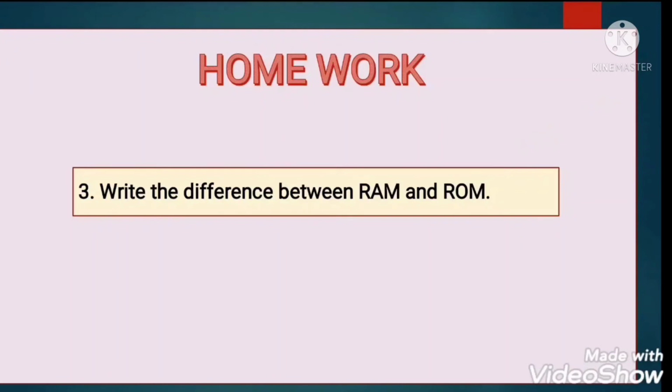Dear students, take your homework. It is your learn plus write homework. Question number 3 is your homework. Write the difference between RAM and ROM. So make a chart, make a table and write clearly.